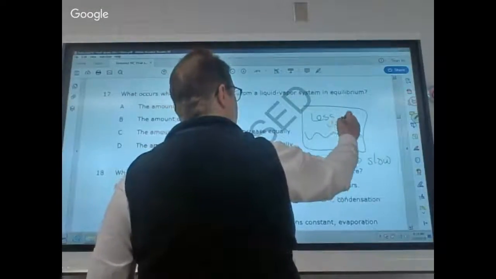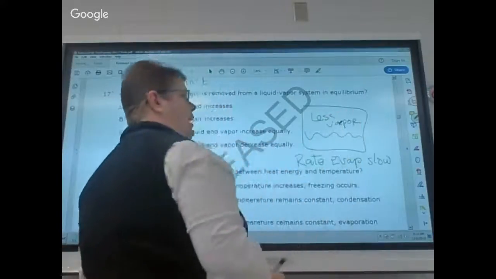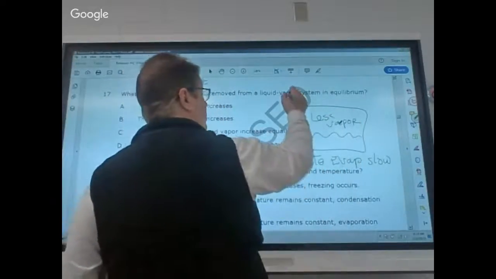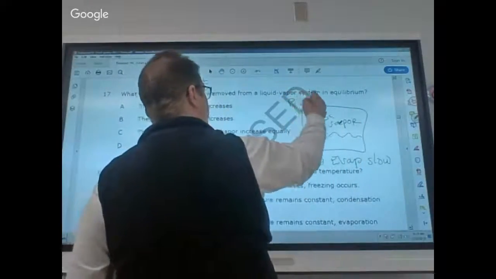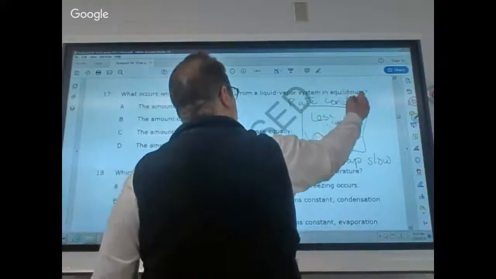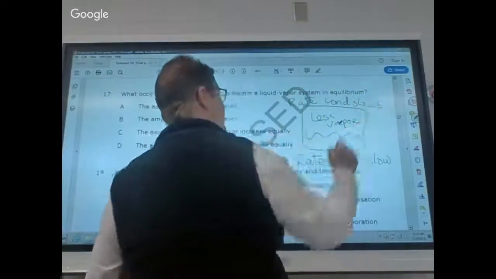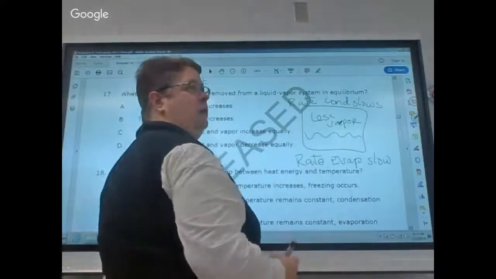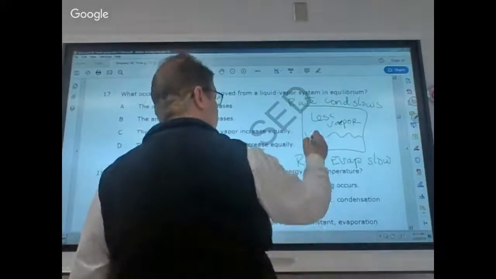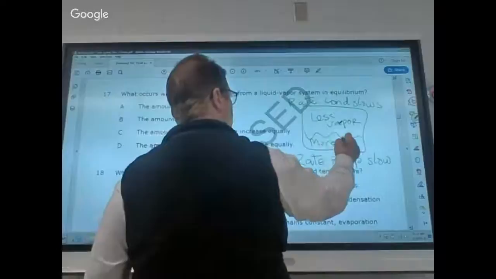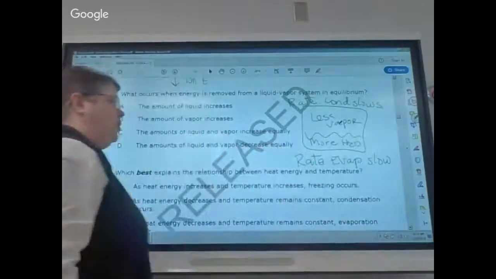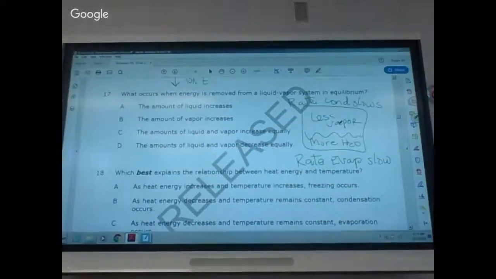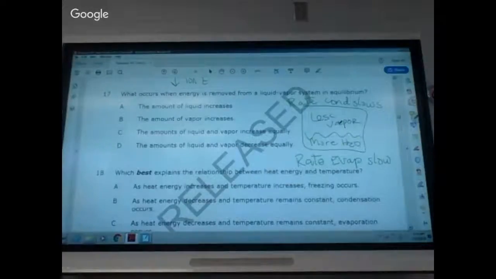All right, less vapor. So what happens to my rate of condensation? Okay, so my rate of condensation slows. So if I have less condensation, what happens to my amount of water? Okay, so I have more water. All right, so now based on everything you just said, was A right? Yes, it is. I agree.